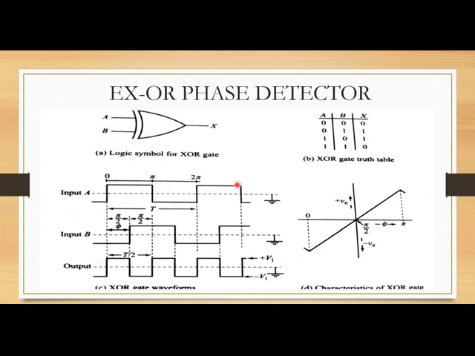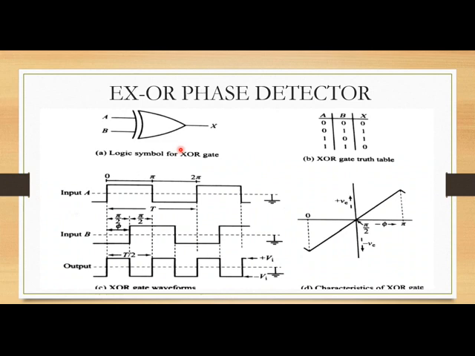So one of the inputs to the exclusive OR phase detector is from the reference input and the other input to the phase detector comes from the VCO. So this input A comes from the applied input signal, whereas the input B is from the output of the VCO which is applied to the phase detector. Now, what is the function of this phase detector? The phase detector gives a voltage which is proportional to the difference of the two signals.